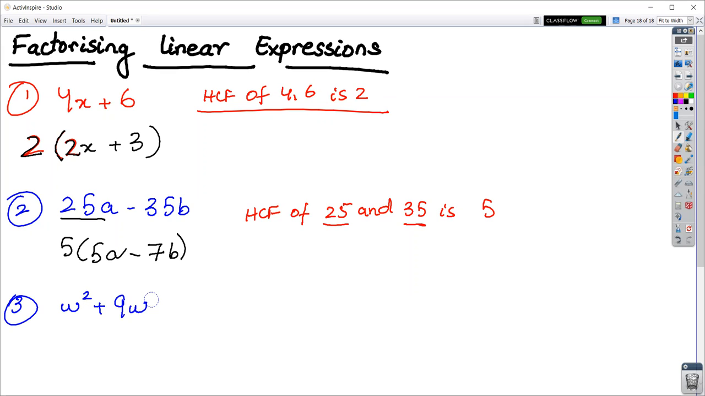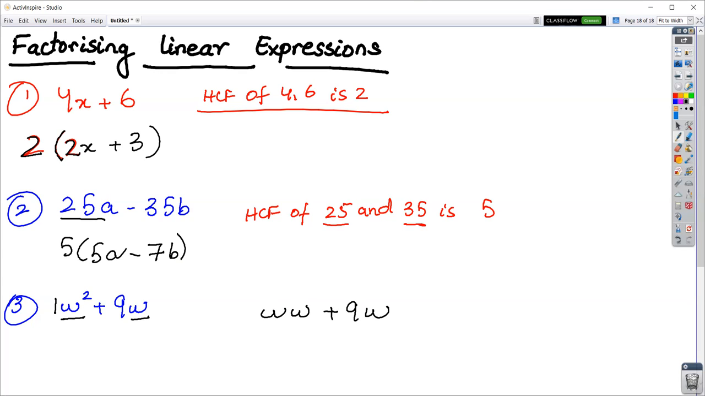To factorize that, as I said, we're going to start with the numbers. Because we don't have any number here, which means it's the number 1, the highest common factor, there is nothing common between 1 and 9. So we can't do anything with the numbers. Then we see that there is a w squared and there's w. For the first one, I can show you what w squared means. So w squared means you can write down w twice, plus 9w.